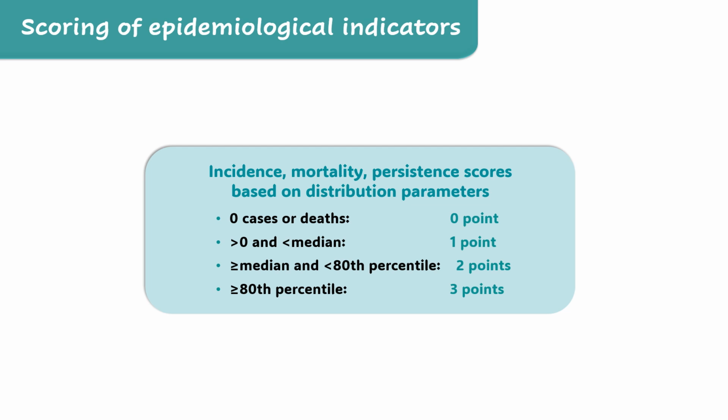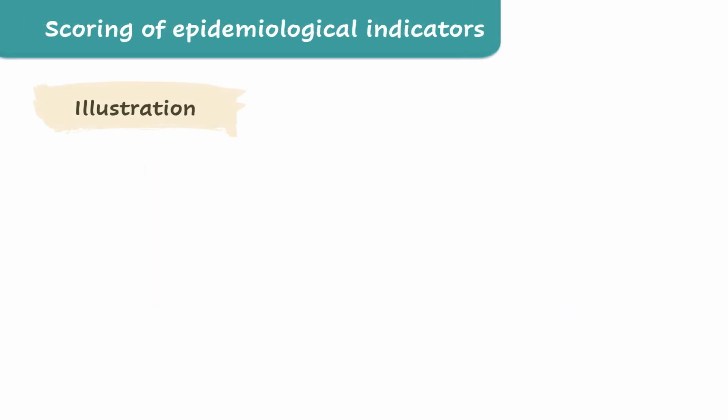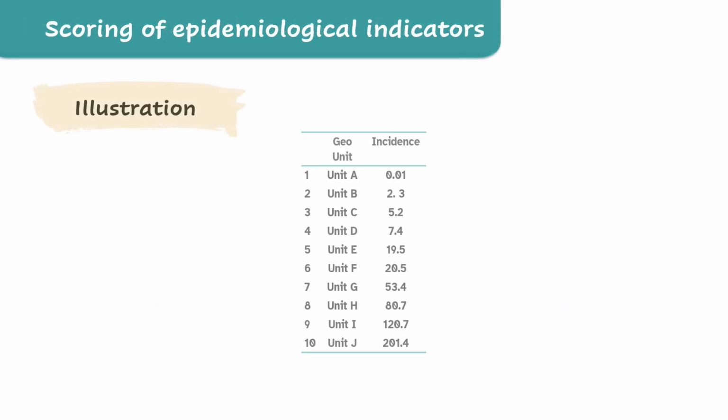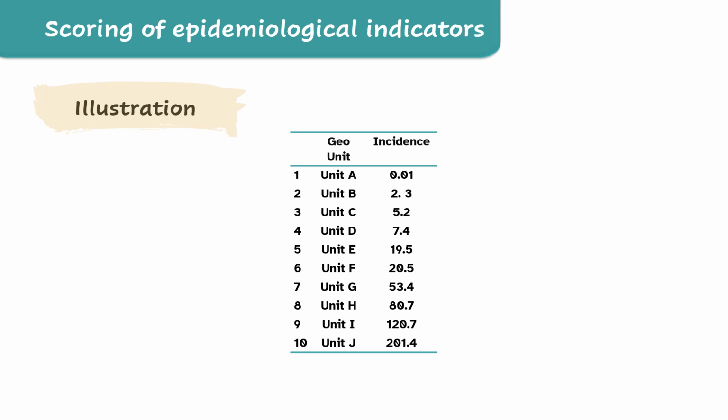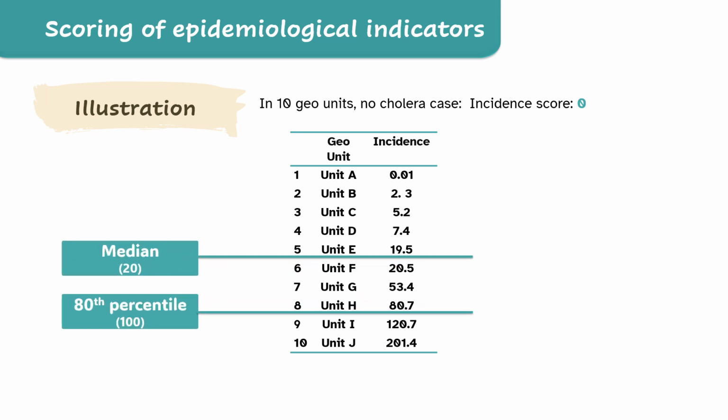score is 3. Let's illustrate this more practically, using the same fictive incidence distribution that we used as a previous example. In 10 geographic units, no cholera cases were reported. In these geographic units, the incidence score is 0. We determined that in this country, the median incidence is 20 and the 80th percentile incidence is 100. 5 geographic units have an incidence above 0 and below the median.